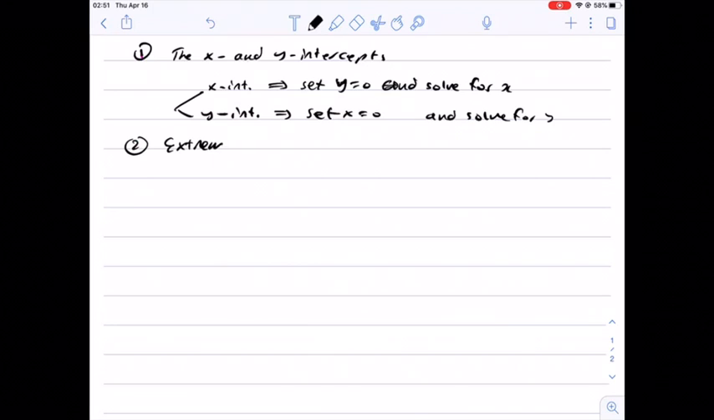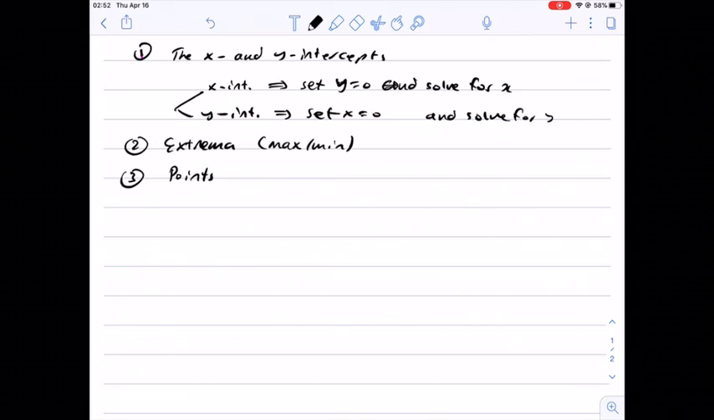Now the second feature is the extrema. We studied extrema in this chapter, and that means to determine the max and the min of the graph: the maximum point and the minimum point, or the maximum value and the minimum value.